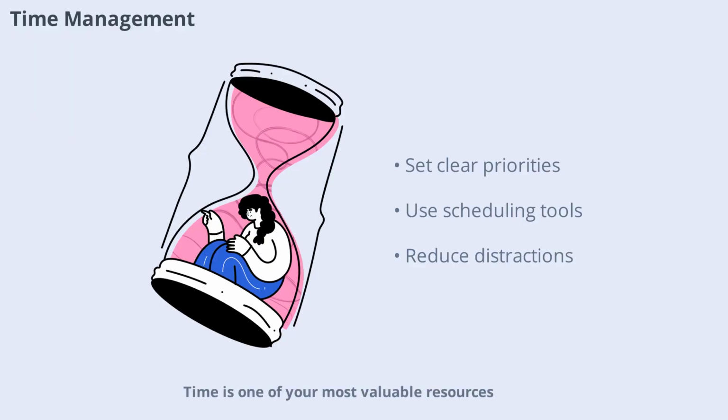Time is one of your most valuable resources. Allocate time by setting clear priorities, creating schedules, and minimizing distractions. Use tools like calendars and timers to stay on track. Effective time management ensures that important tasks are completed on schedule and reduces stress.